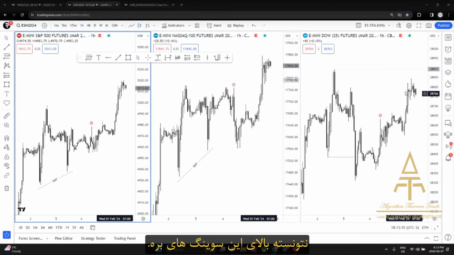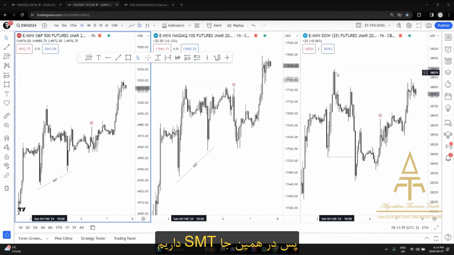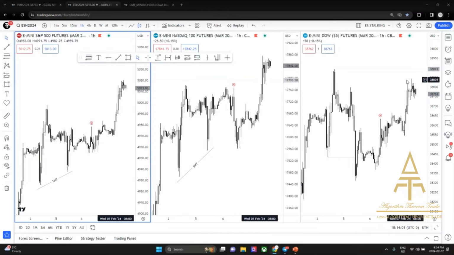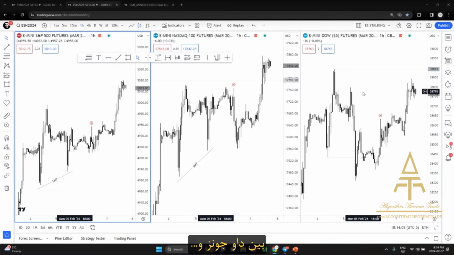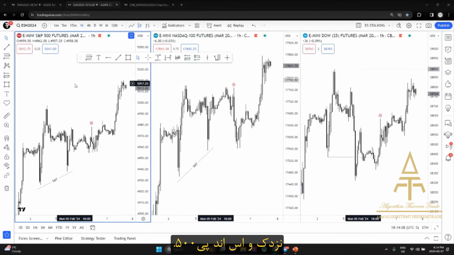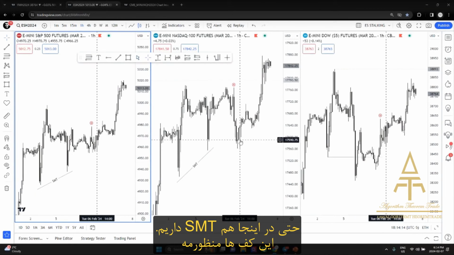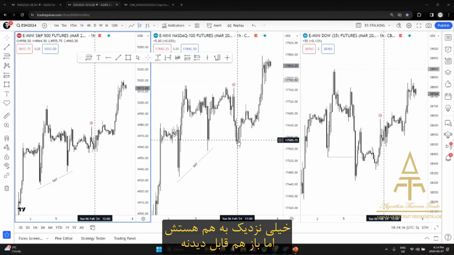So this failed to go above this high. So right now we have SMT between the Dow, NASDAQ, and the S&P 500, right? Even right here, we had SMT, these lows right here, right? Very close, but you can see it.